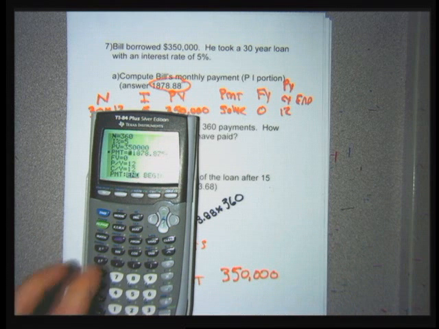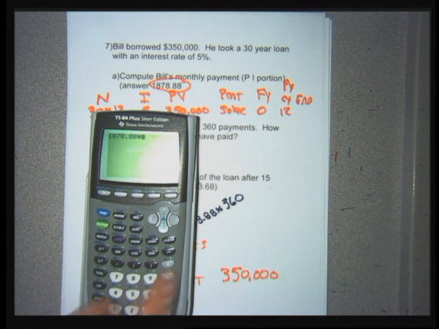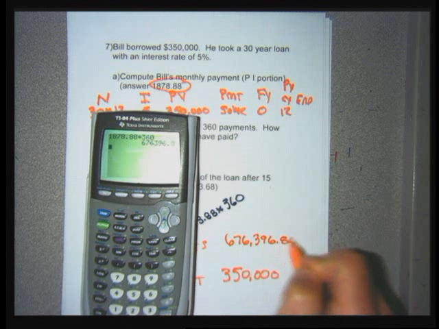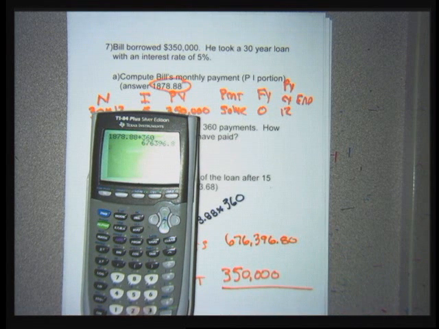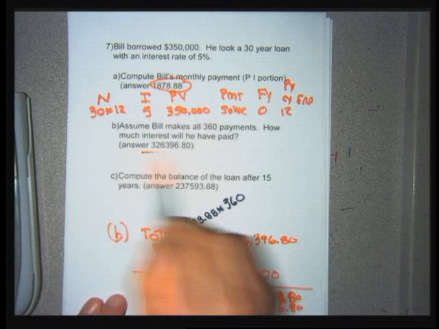So I'm going to take, back on the main screen, the $1,878.88 that he's going to pay each month for the principal and interest times the 360 months. That's going to give me $676,396.80 in total payments. The difference between the $676,396.80 and the $350,000 that Bill borrowed is the interest that he's paying on this loan, which is $326,396.80. And if I look at my answer there, that's how I did that.